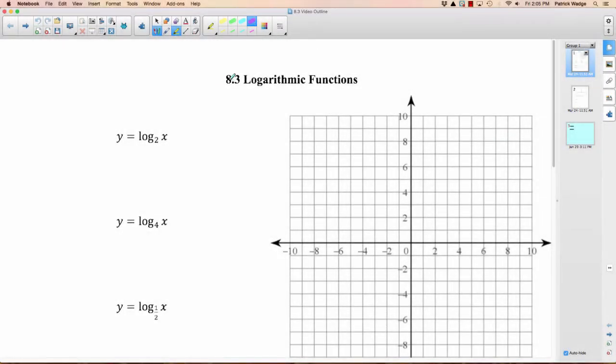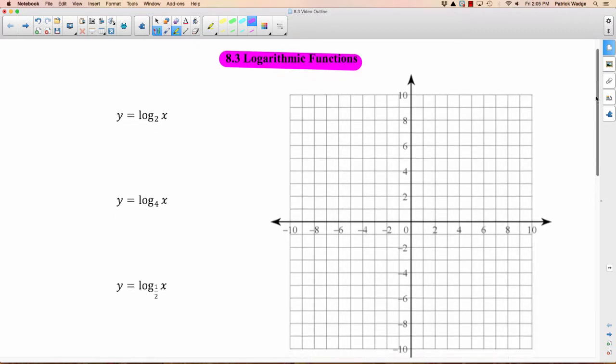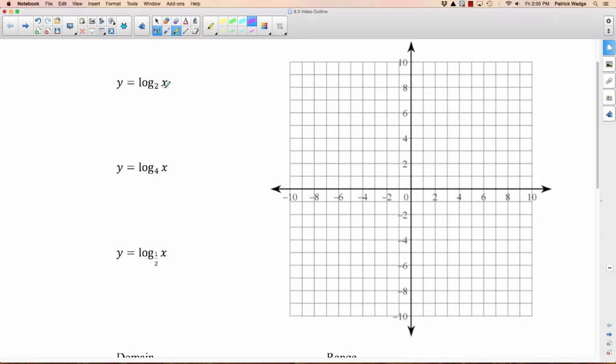Section 8.3 is on logarithmic functions. This is again mostly review. There's a lot to get through. I'm going to do it pretty fast because you should know a lot of this already. So the first thing we're going to do is graph some logarithmic functions here.